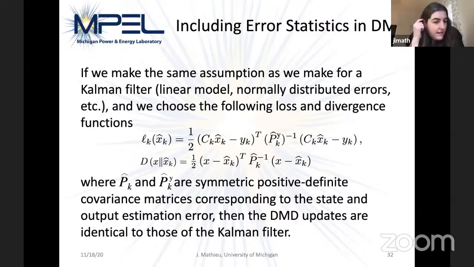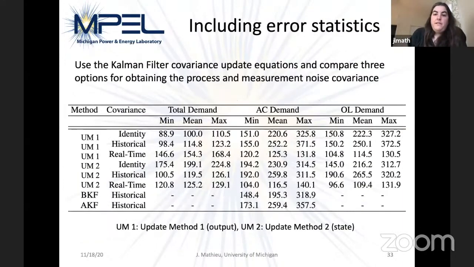There are ways to update that using update equations in a Kalman filter. So if we can also include that information in dynamic mirror descent and dynamics fixture, then we are basically giving the algorithm more information about performance and error statistics, and that can improve DMD and DFS. So if we do use those error statistics and rerun our cases, what we find is that we can improve the performance of these machine learning algorithms.